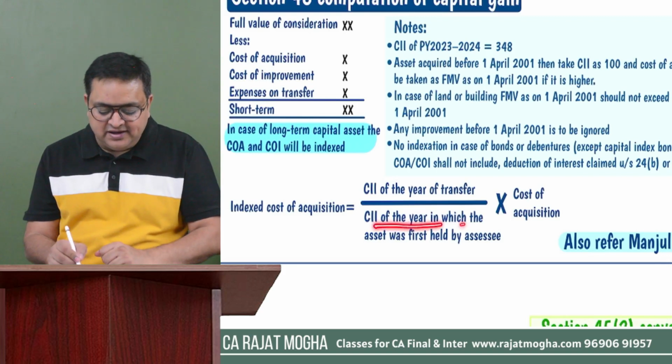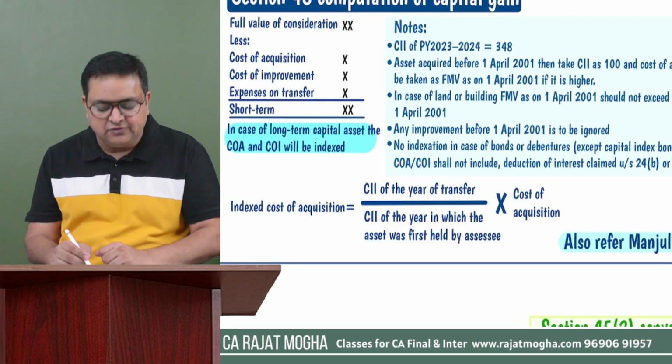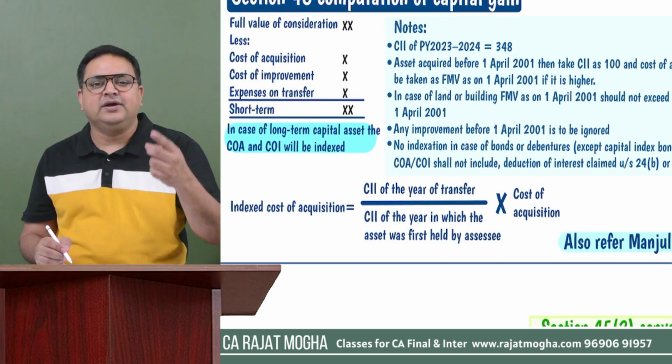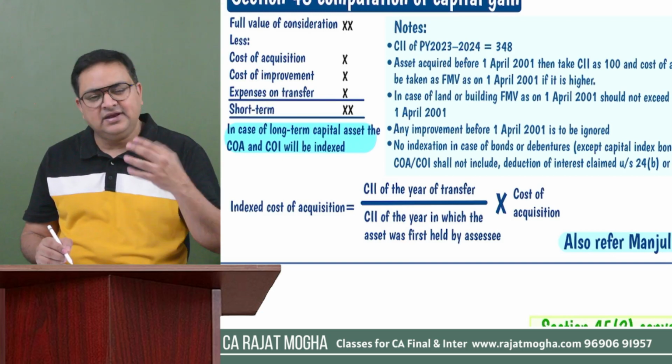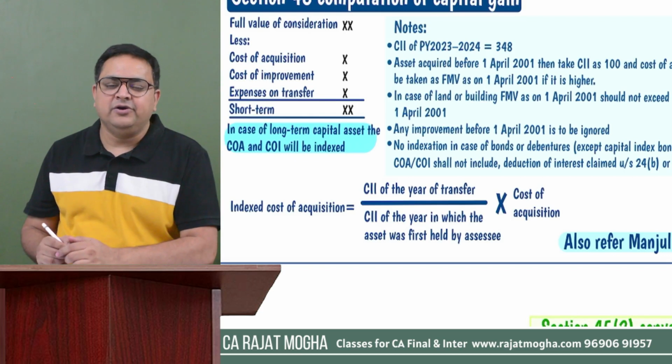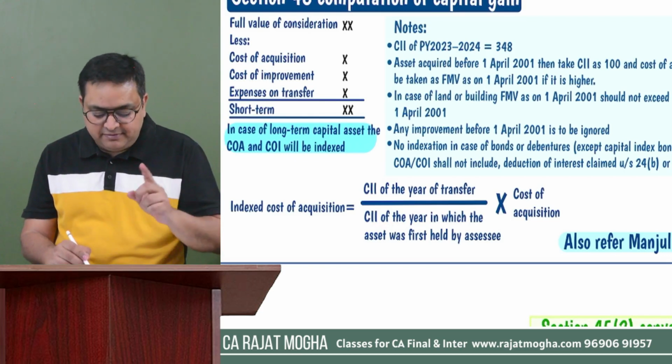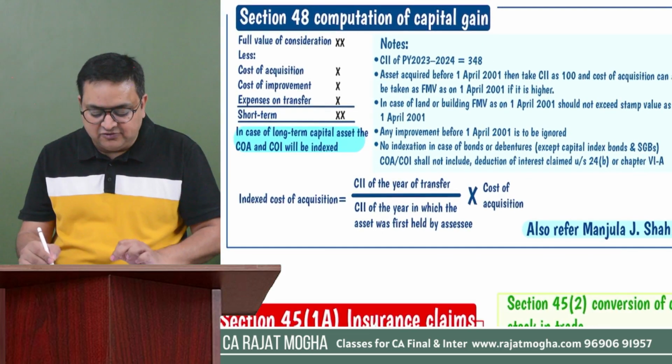So CI of the year in which the asset was first held by the assessee or first acquired by the assessee, please put it in the denominator so that you can compute your indexed cost of acquisition, and in a similar way you can calculate your indexed cost of improvement. Please remember this point also, because there is a case of Manjula J.